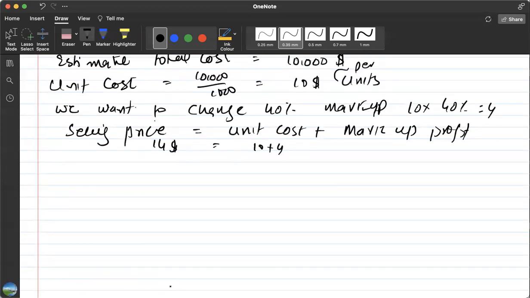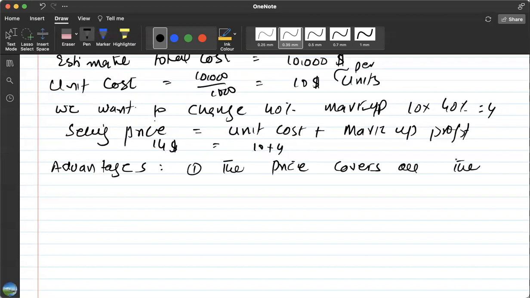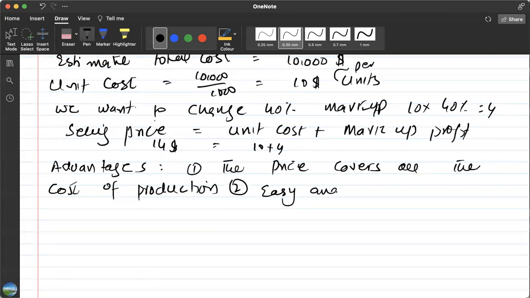What are the advantages of this cost plus pricing? First of all, the price covers all the costs of production. Second, this is the easy and simple way to calculate the selling price.